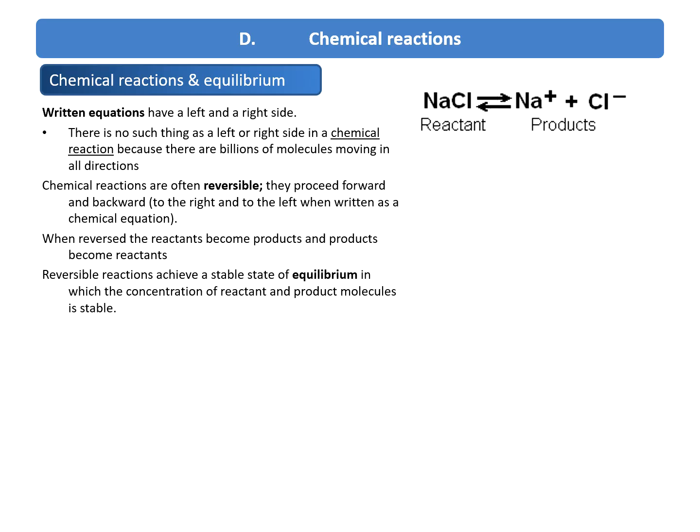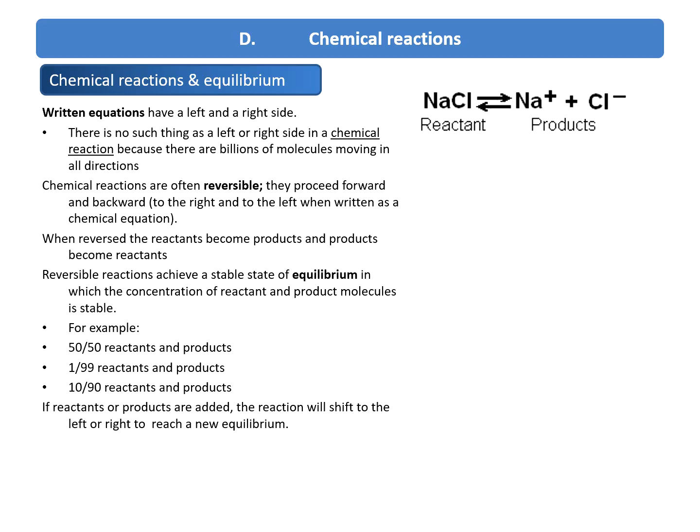Reversible reactions achieve a stable state of equilibrium in which the concentration of reactant and product molecules is stable. For example, there might be 50% reactant and 50% product at equilibrium, or it might be 1% reactant, 99% product. It might be 10% or 90% reactants to products. If reactants or products are added, the reaction will shift to the left or right to reach a new equilibrium.